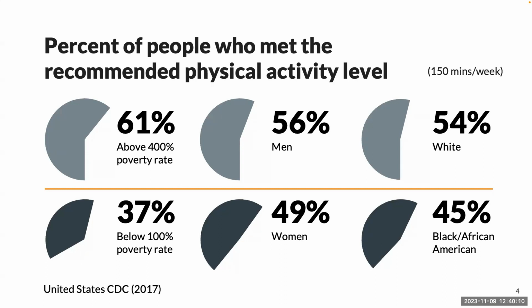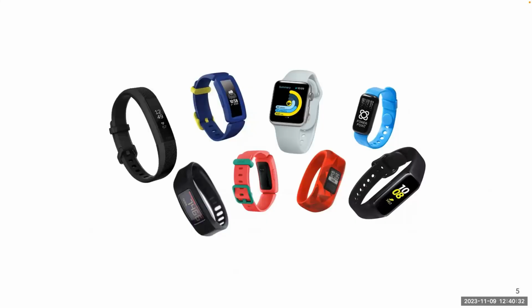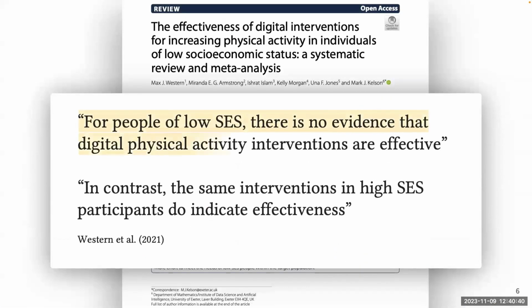Impoverished people, women, Black populations are unable to meet this physical activity goal of 150 minutes of physical activity per week because of the barriers that they face. And yeah, we can use fitness trackers like Fitbit or health apps to promote exercise. But a recent systematic review found this concerning health equity concern: digital physical activity interventions are not effective for people with low socioeconomic status compared to people with privilege and people who are well off.